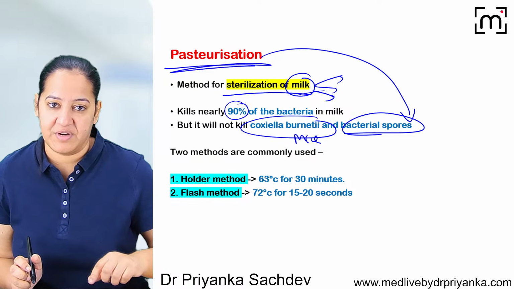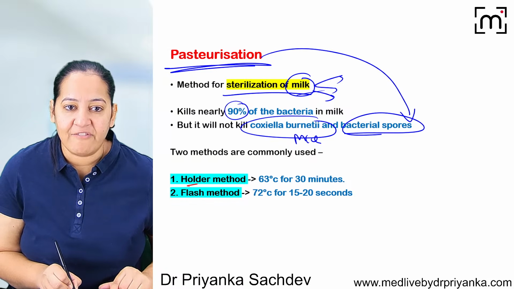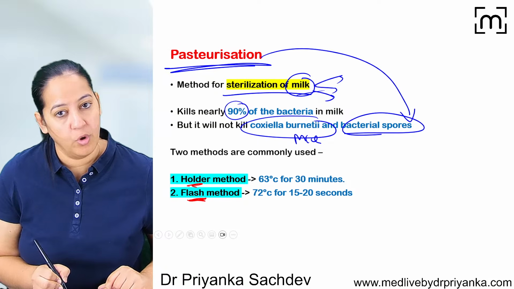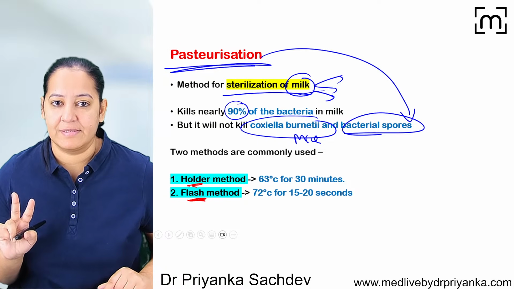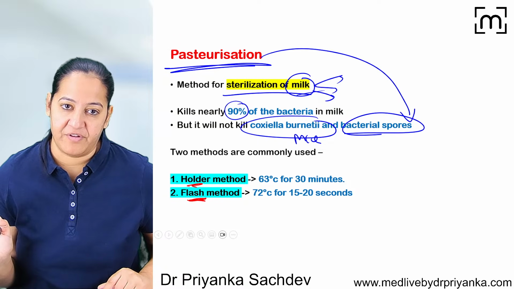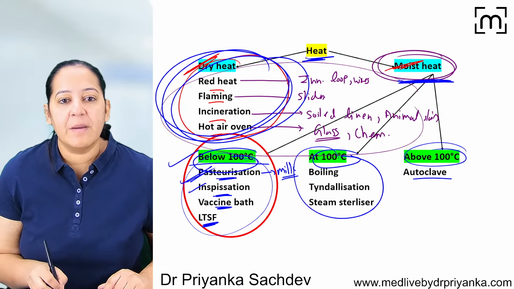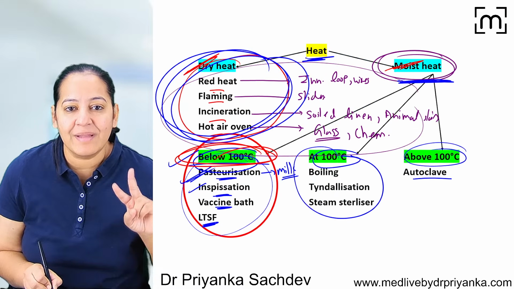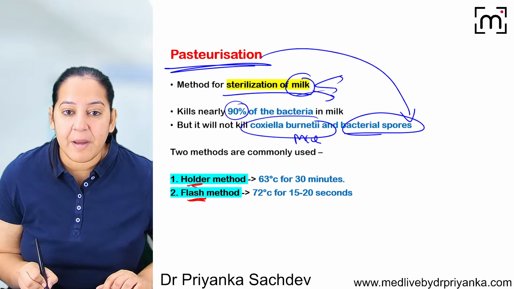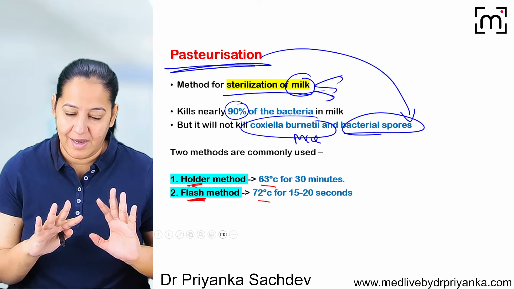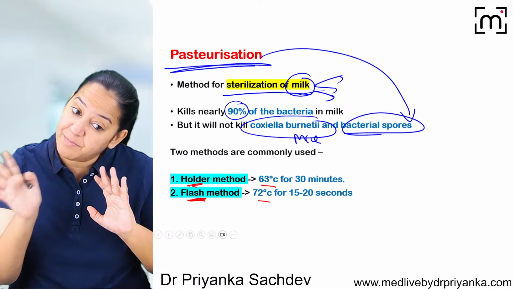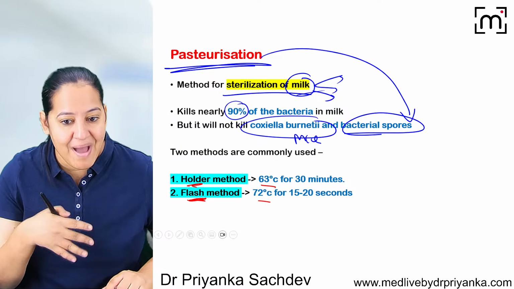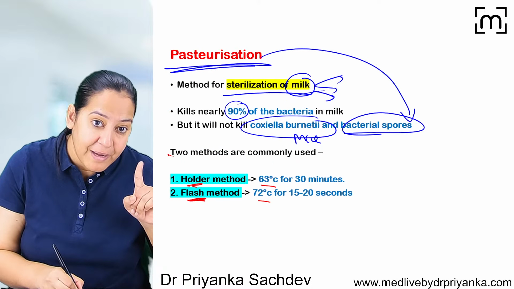There are 2 methods of pasteurization: Holder method and flash method. Please learn the names: Holder and flash. The temperature and timings will be different, that's it. Both of them are below 100. In either method, the temperature is below 100, because pasteurization is a method of sterilization which comes below 100.